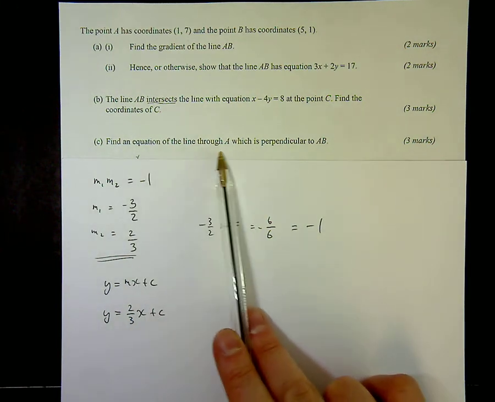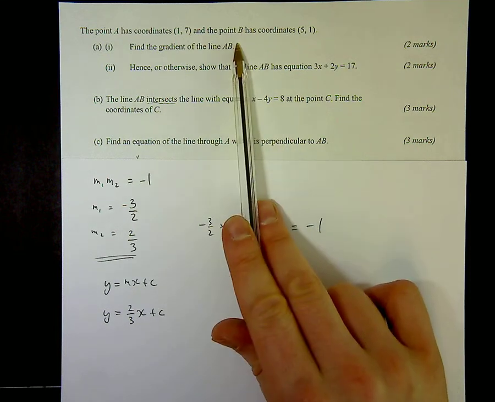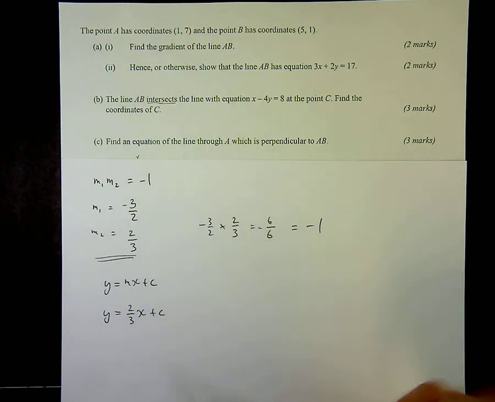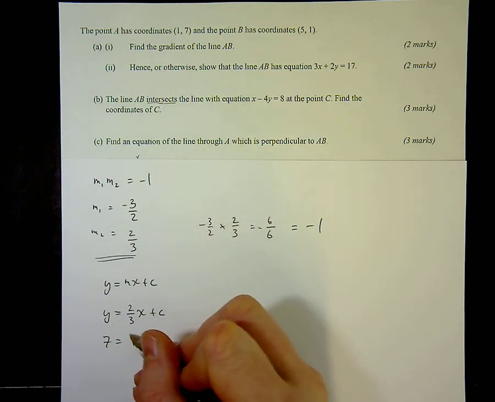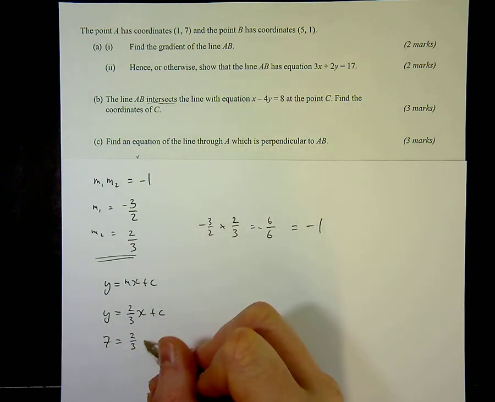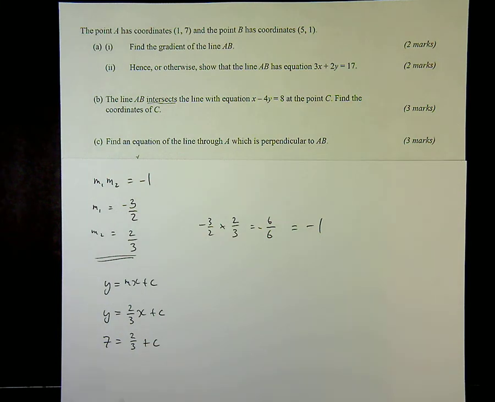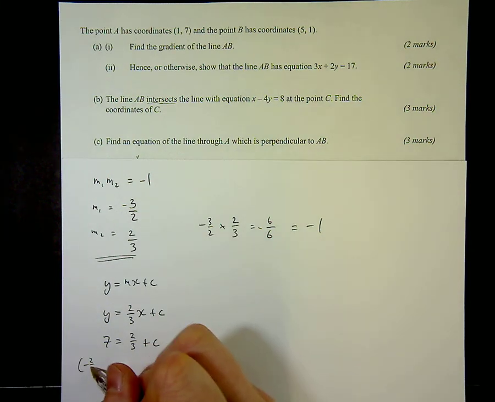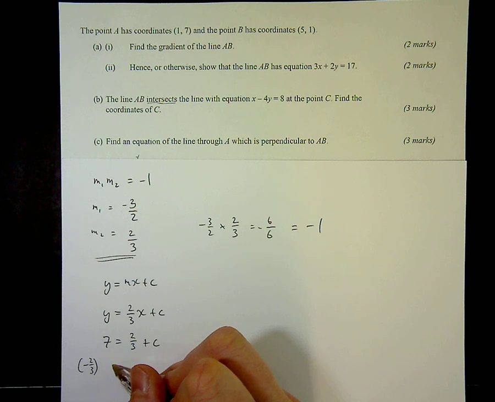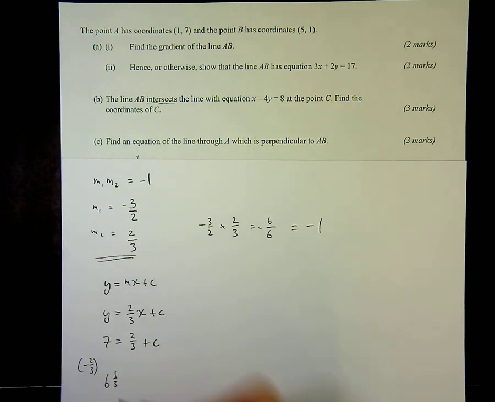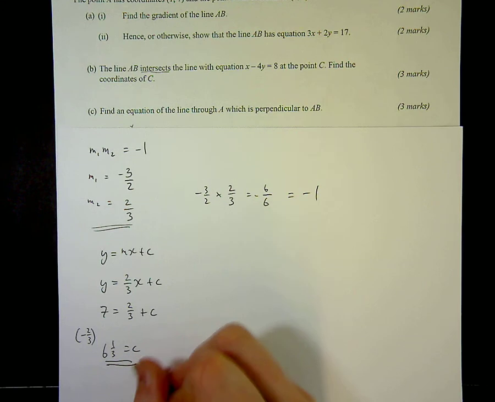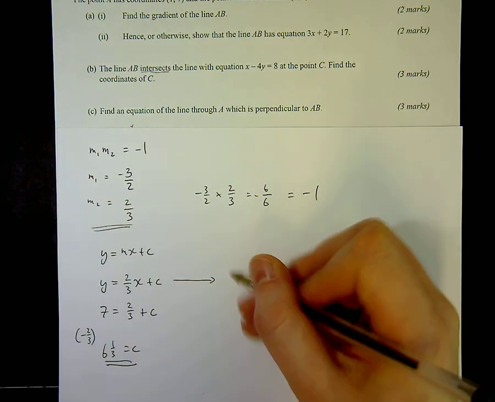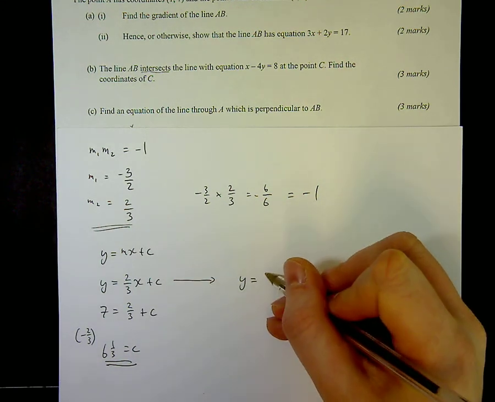So y is 7, x is 1, 2/3 times 1 is just 2/3. So again, I've just got a simple equation to solve by subtracting 2/3. So 7 subtract 2/3 is 6 1/3. That's going to equal c. I can then go back up here and fill that in, from the value of c which I've now worked out was 6 1/3. And there's my final equation of the line through A which is perpendicular to AB.